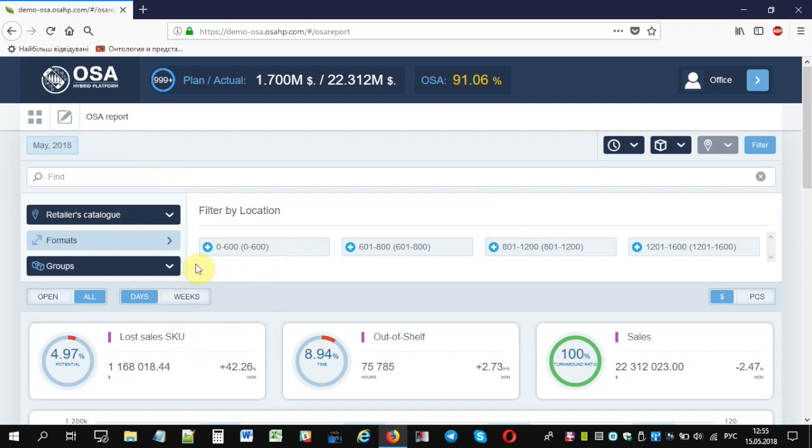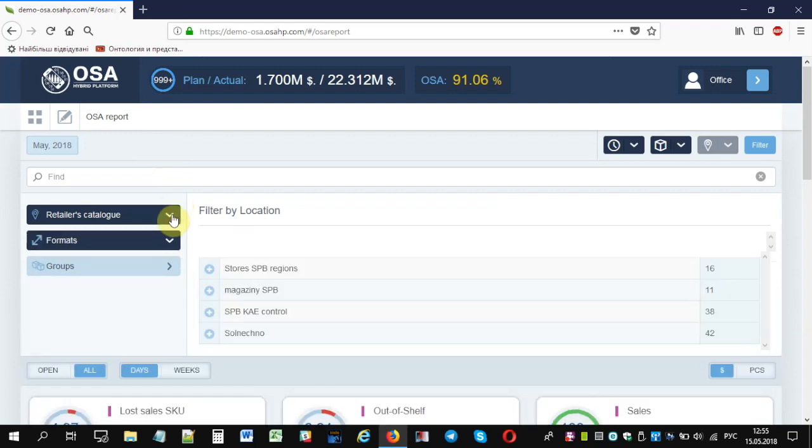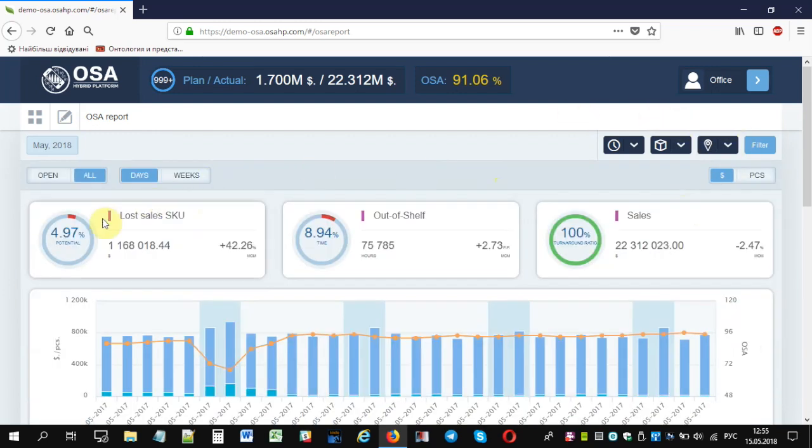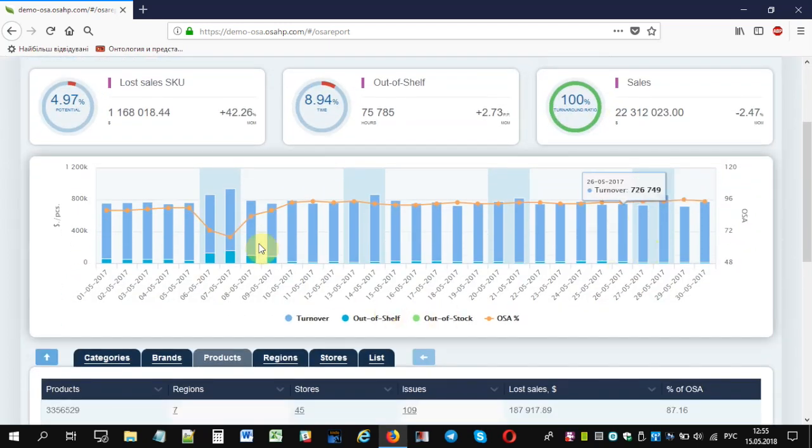Now, let's examine the store selection option. For example, here we pick stores based on their group. As you can see, the report shows the basic widgets. In this case, we see the store's lost sales and the unavailability level for on-shelf products. Almost 9% of the time, the product is unavailable. Sales records are also specified here.